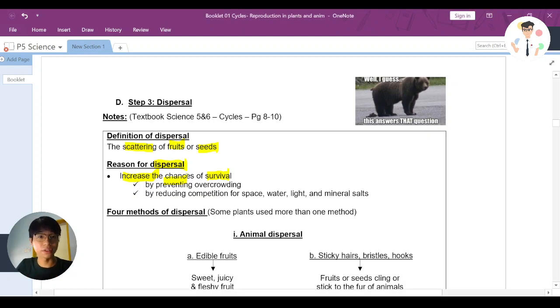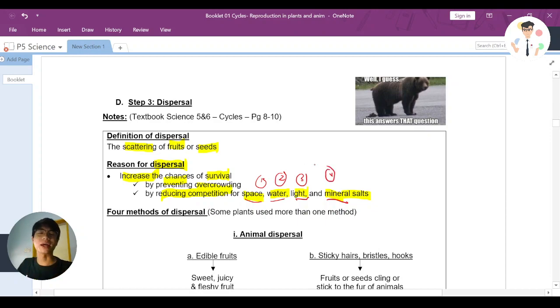There are two things. First, it prevents overcrowding, because if they are living at the same place, they will be overcrowded. And because they are living in the same place, they will have competition. So it will reduce the competition for four things: space, water, light, mineral salt. This is very important to know. Space, water, light, and mineral salt. These are the four things.